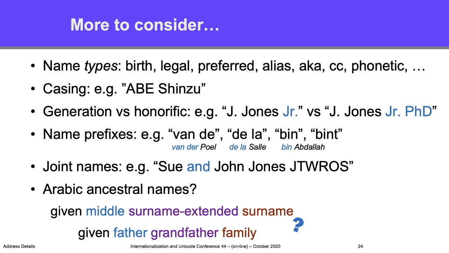Some of the complex standards have the concept of joint names, and we feel that with the proposal that we have, such as Sue and John Jones, joint tenants with right of survivorship, the Sue and John could be dropped into a given name field in this context. If that needs to change, we'll get some feedback on that. And how would we handle Arabic ancestral names? We feel we have enough name fields to be able to handle that well, although it may require some juggling once we get feedback from the various regions that are in place.